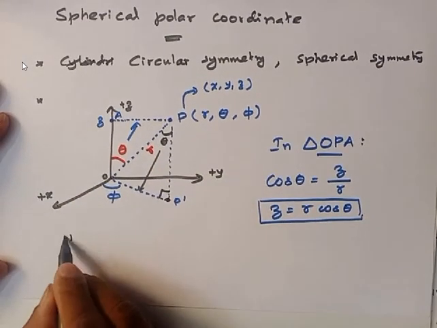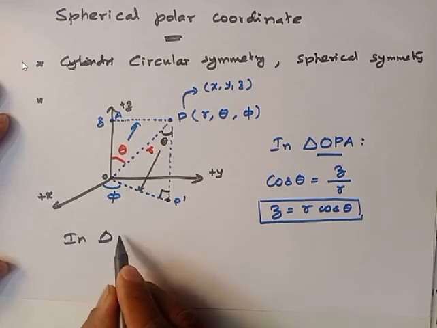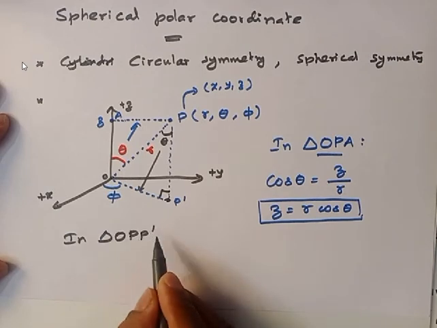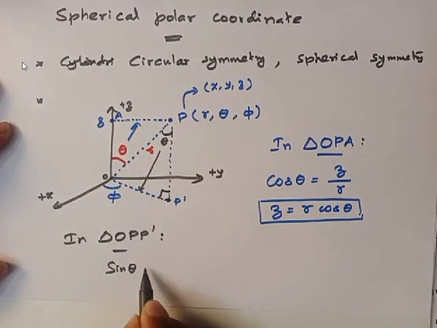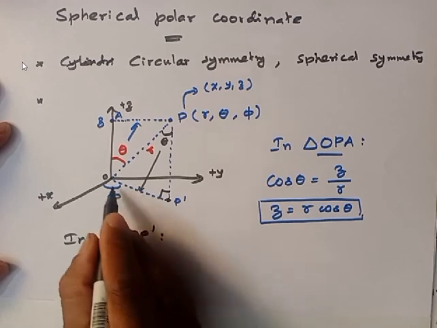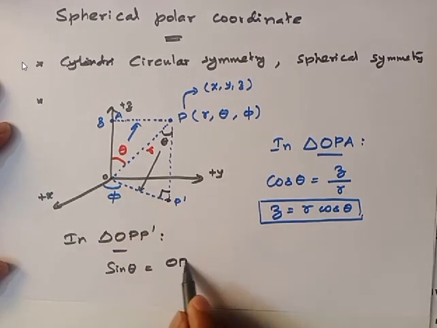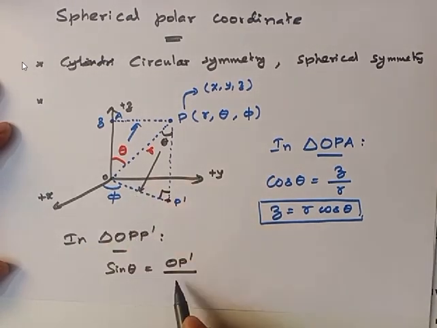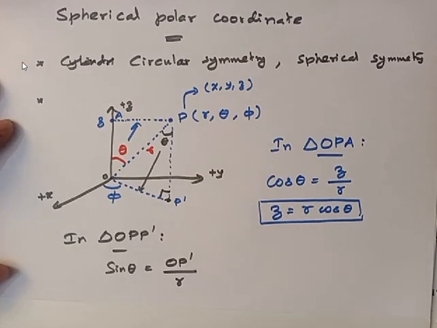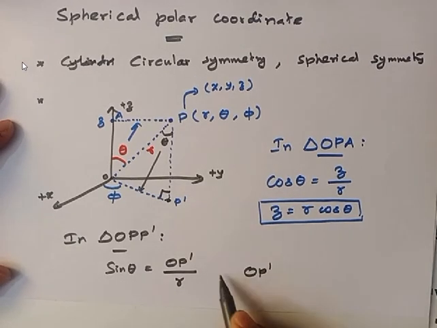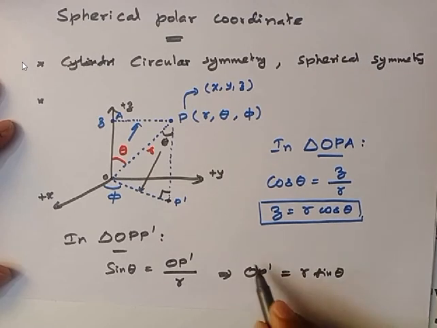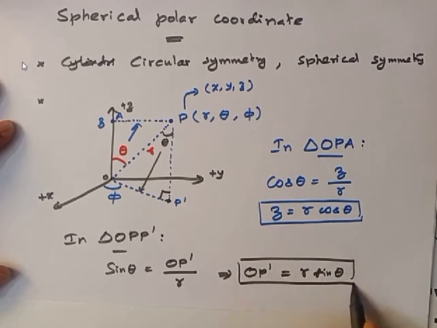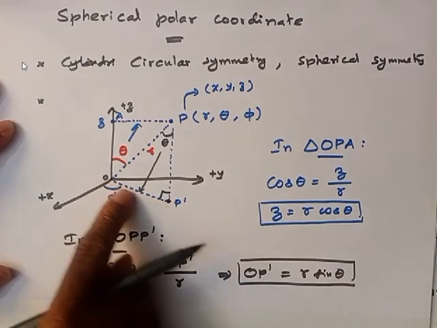Next, in triangle O, P, P prime, what is sin theta? Sin theta equals opposite side, which is nothing but OP prime, divided by hypotenuse. Hypotenuse is R. So what is OP prime? OP prime is equal to R sin theta. Now we have got the value of this length.